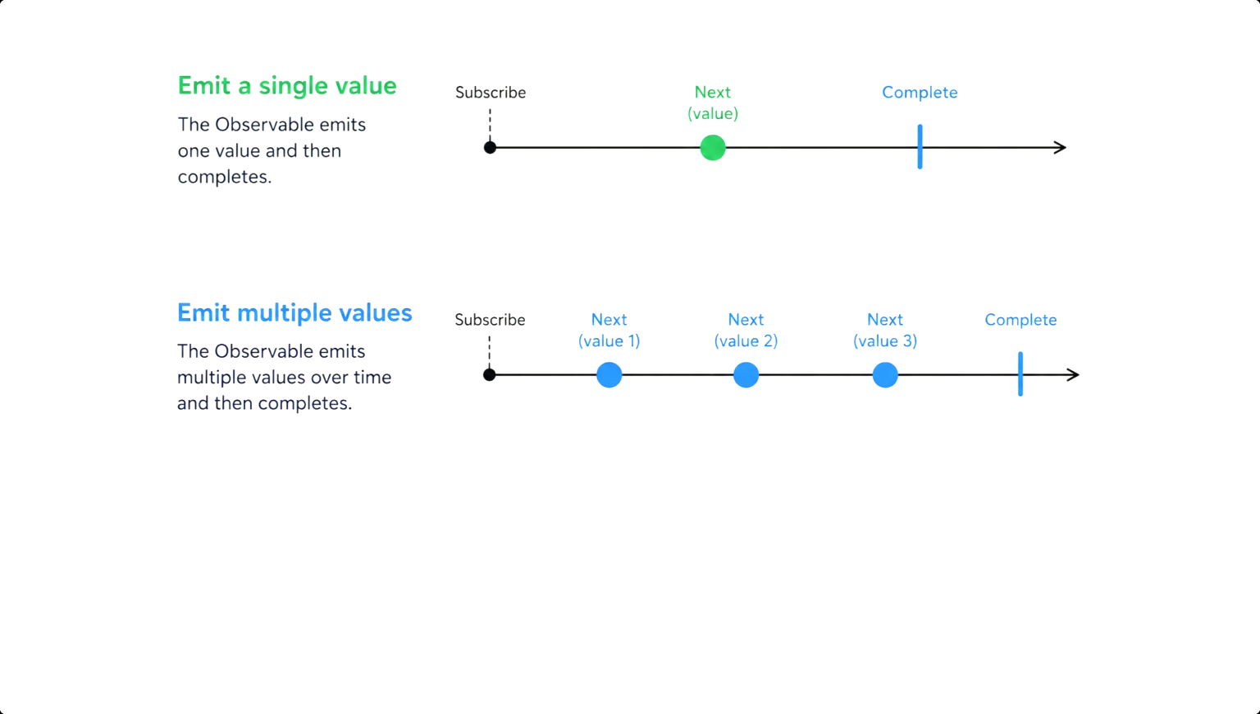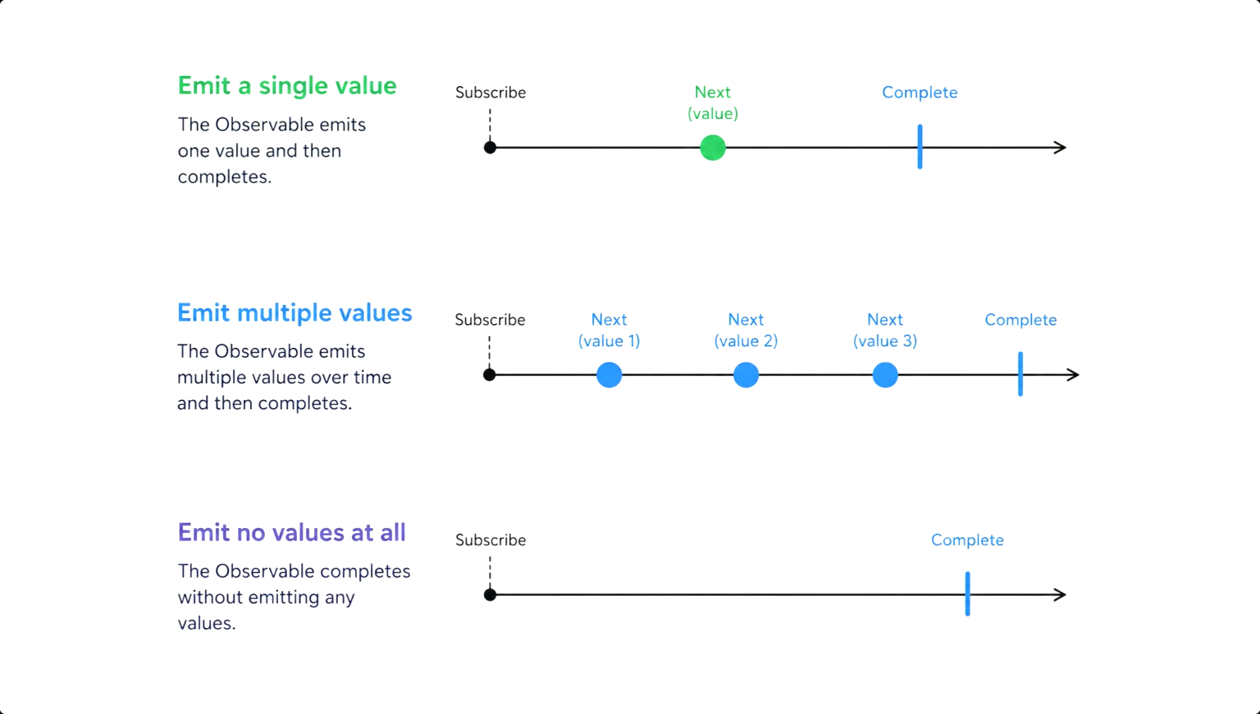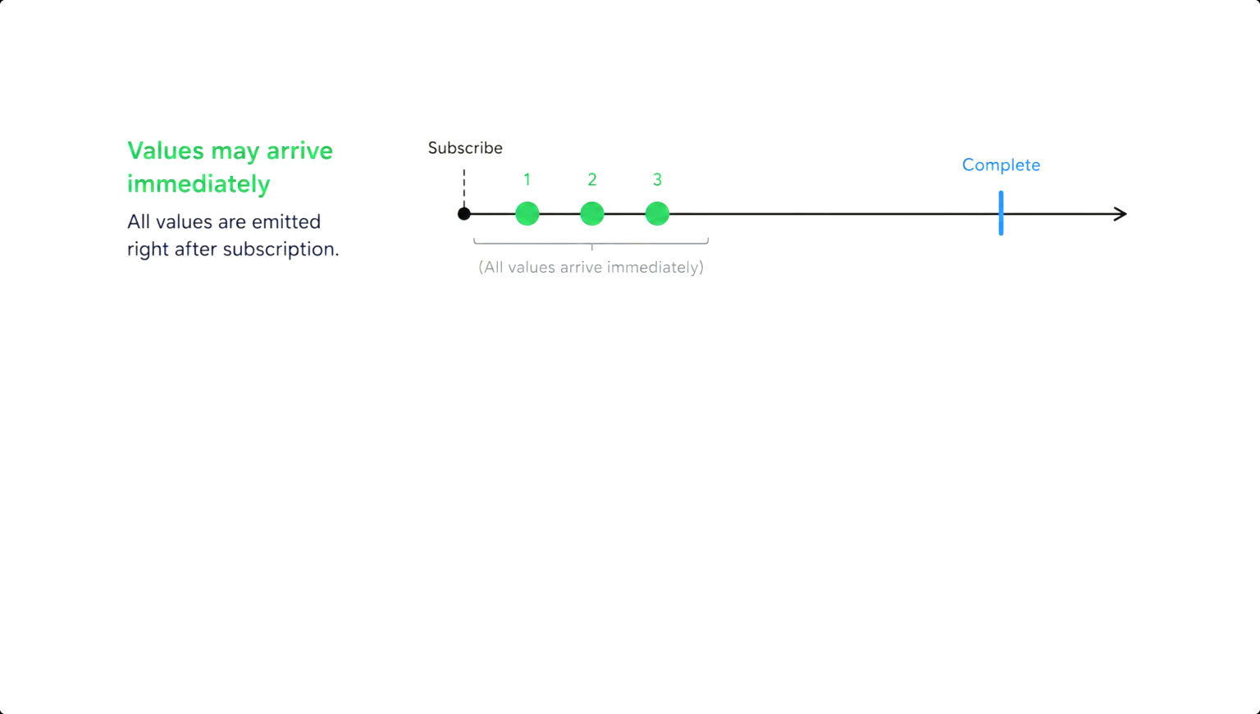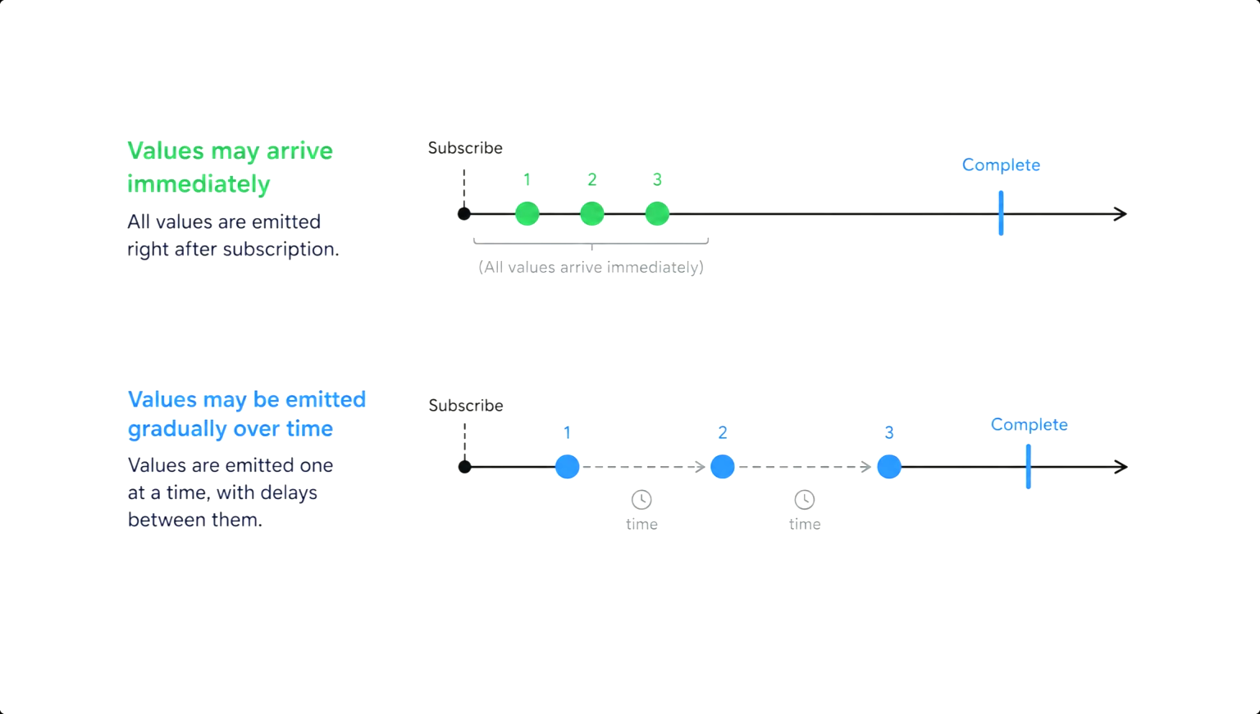Now let's focus on observables. In the simplest terms, an observable is a stream of data that emits values over time. Or you can think of it as a source that produces data over time. An observable can emit a single value, emit multiple values, or emit no values at all. The values may arrive immediately or they may be emitted gradually over time.